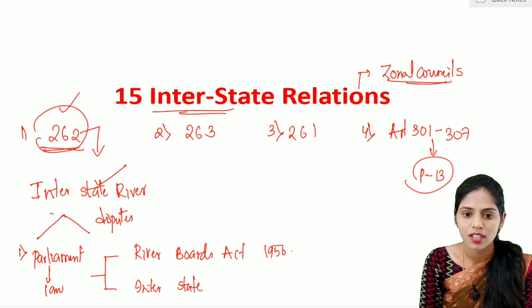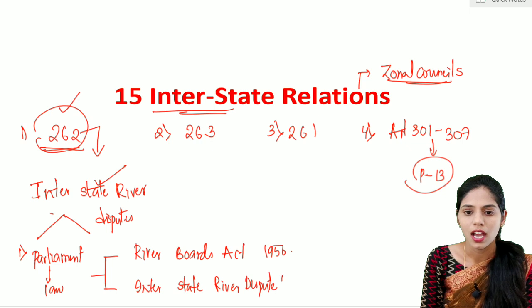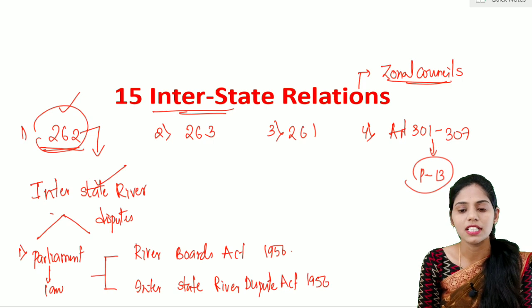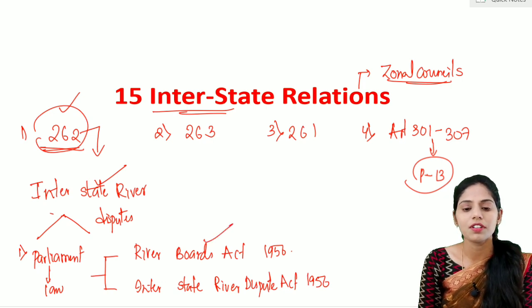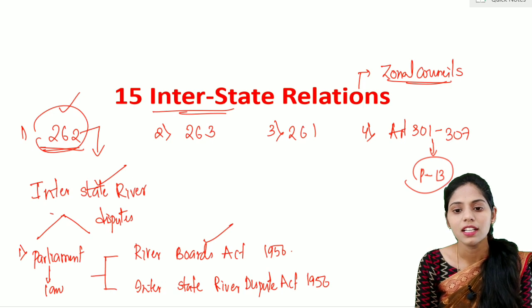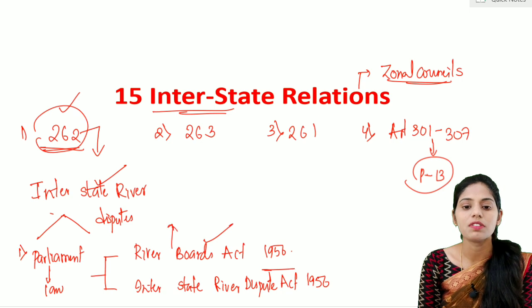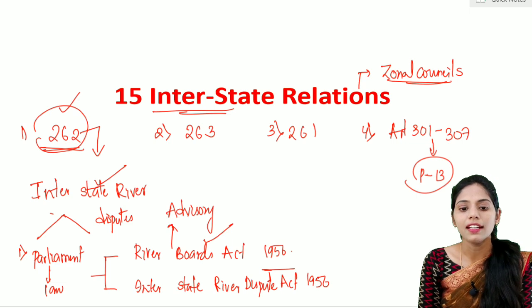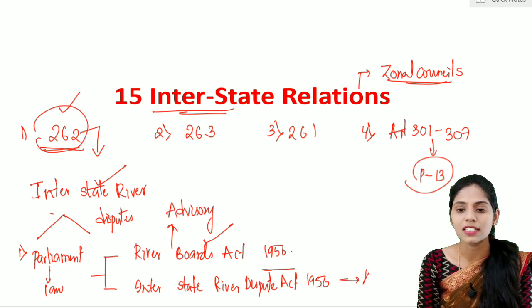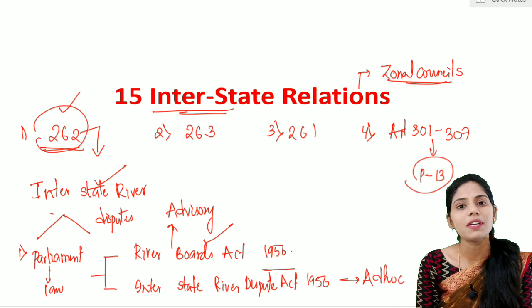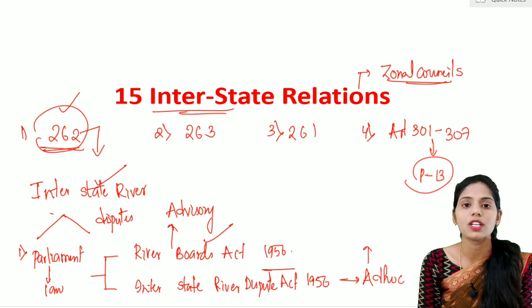Interstate River Water Dispute Act of 1956 again. Under this, there is the second one, the River Boards Act of 1956. So what is the difference between these two acts? If you see this River Boards Act, it is advisory in nature, just advisory in nature. And the Interstate River Dispute Act provides for an ad hoc tribunal. So what is the meaning of ad hoc? It means it is constituted on a temporary basis, only on a temporary basis.